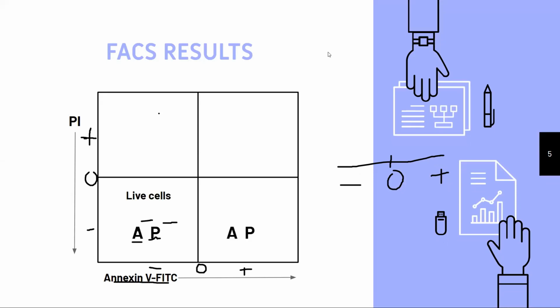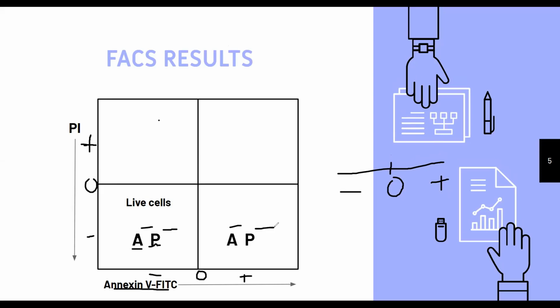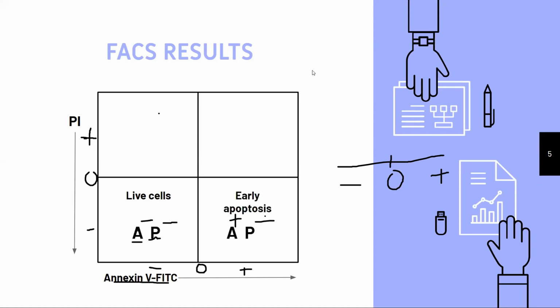In the next box, what is the possibility? We have annexin V that is positive, but PI is negative. Sorry, annexin V is positive and PI is negative. Now which cell shows this? Since it is positive annexin V, that means it is apoptotic. But since it's not taking up propidium iodide, that means it's an early apoptotic cell.